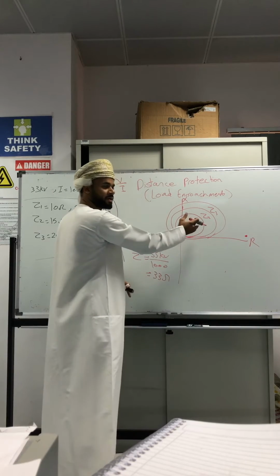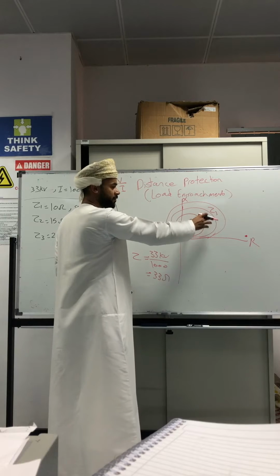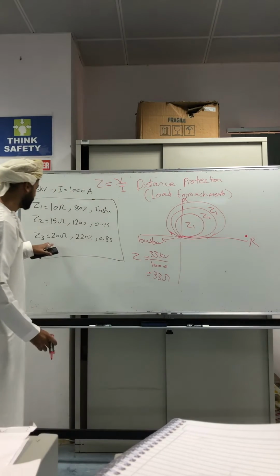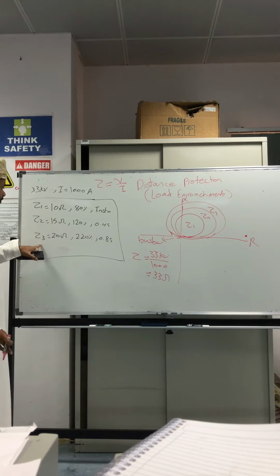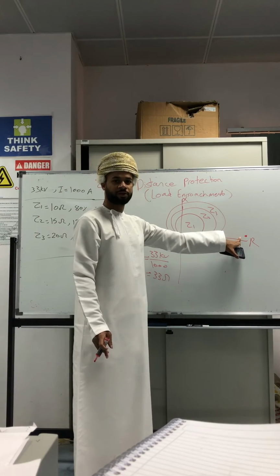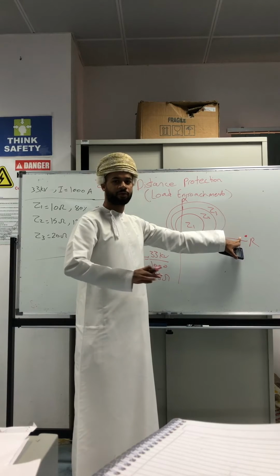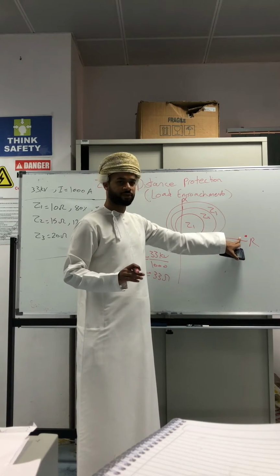It is very far from the protection zones of the distance protection relay, because as we know, zone 1 protects from 0 to 10, zone 2 from 10 to 50, and zone 3 from 50 to 20. So 33 is far. The distance relay will see this value, so there will be no action from the distance protection relay.